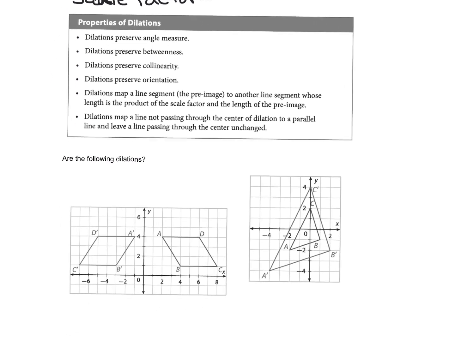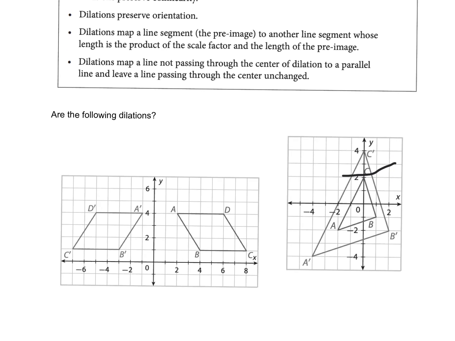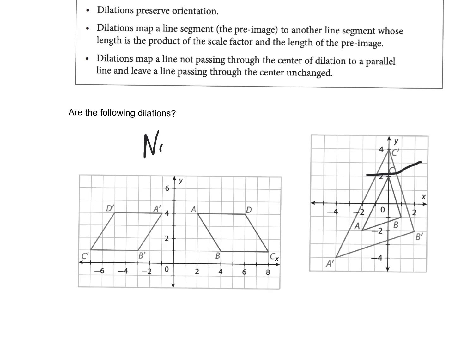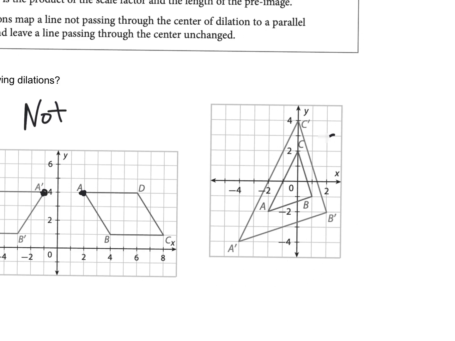So let's look at this. Are they dilations? Well, this one is not, because though everything looks the same, orientation is not. Do you see it's flipped like a reflection? Over here, orientation is correct. A here, A prime here. They're all in the same location.